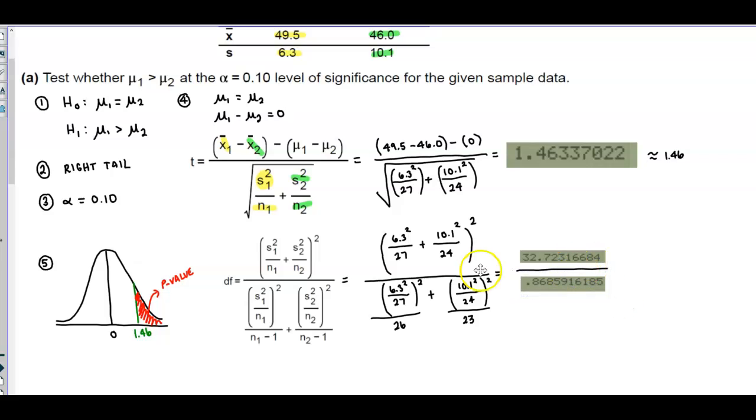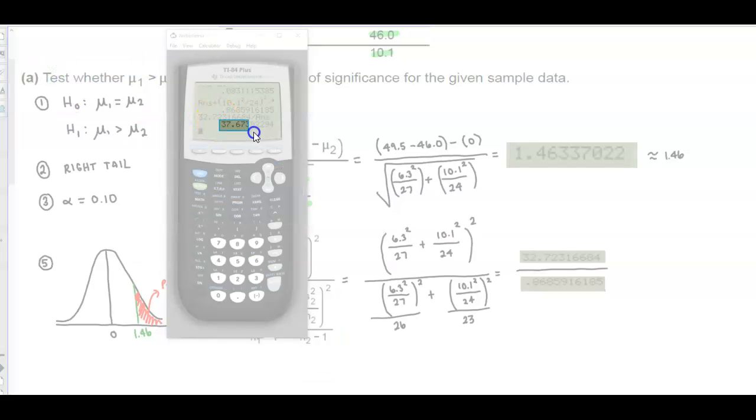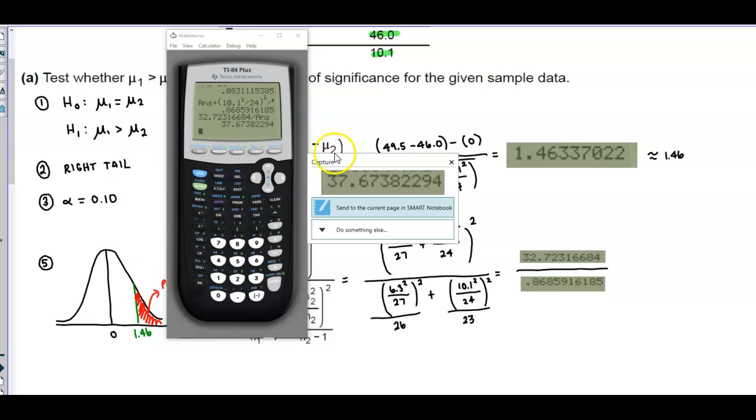Okay, and then rather than writing these numbers again, when you're using the TI-84, we can come back up here and hit enter for this last number that we found. If you hit enter and then divide by the last answer, meaning divide by the second answer, it's going to give us the degrees of freedom here. And here we have the degrees of freedom for the following.